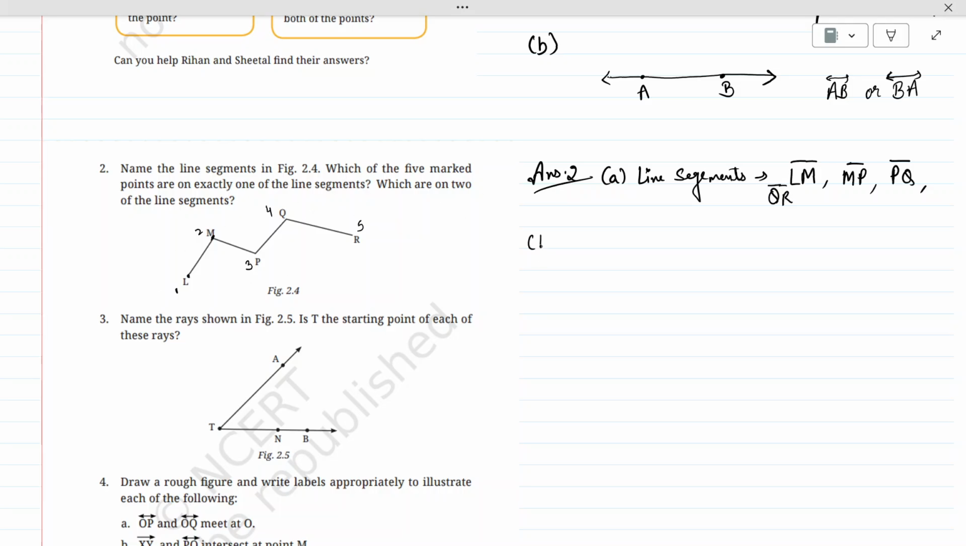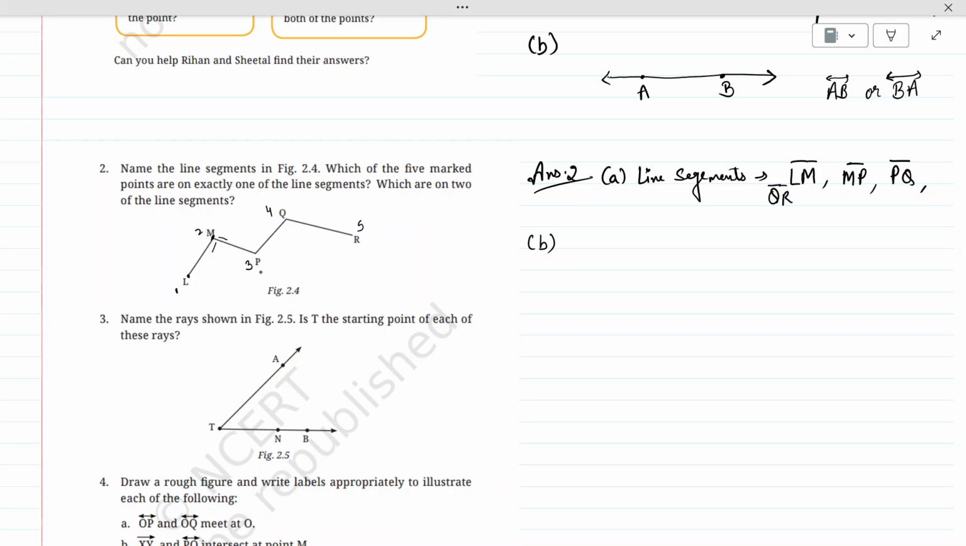Okay. Coming to the next part of the question. Which of the five marked points are on exactly one of the line segments? So here we have 5 points L, M, P, Q and R. The question is, which points have exactly one line segment associated with them? If I see L, L is associated with this line segment LM. But M is connected to two line segments because it is connected to LM and it is also connected to MP.